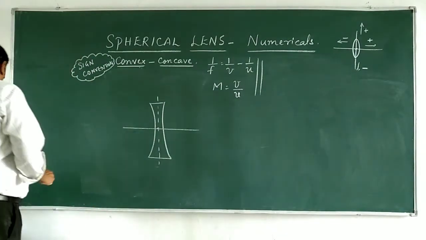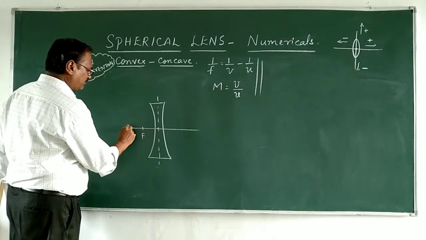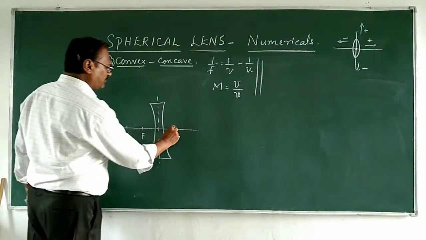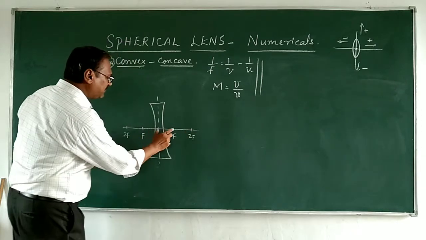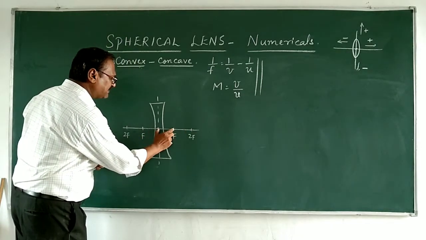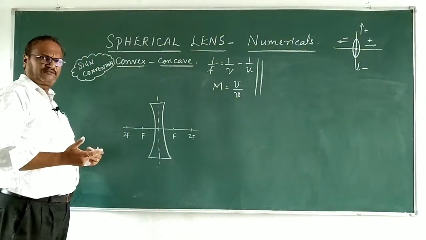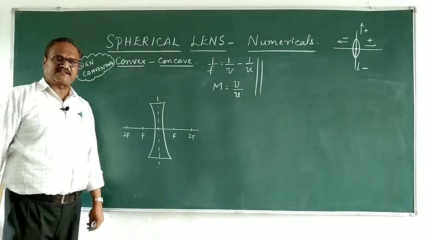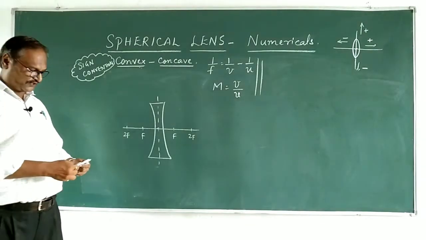Now, the problem is given. Say simply you mark here F, mark here 2F, mark here F, mark here 2F, approximately. You see, you can keep your hands like this, fingers like this, gun from here, here. That's all. Very simple. You don't require even a scale now. You know the art of drawing ray diagrams.